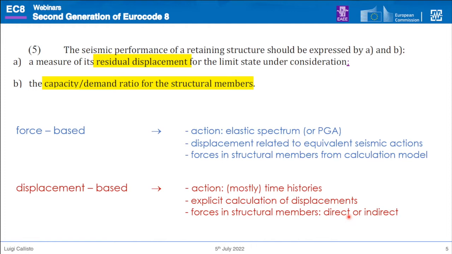Now, these two requirements have somewhat different declinations when we come to force-based approach or to displacement-based approaches, because in a force-based approach, we do not calculate explicitly the displacements. So the displacements are really related implicitly to our equivalent seismic actions, as we will see in a while, whereas we do calculate directly forces in structural members, being a force-based approach. On the other hand, in a displacement-based approach, usually we will be calculating directly our modeled displacements. And as for the forces in the structural members, they may or may not derive directly from our calculation model, depending on what model we will use.